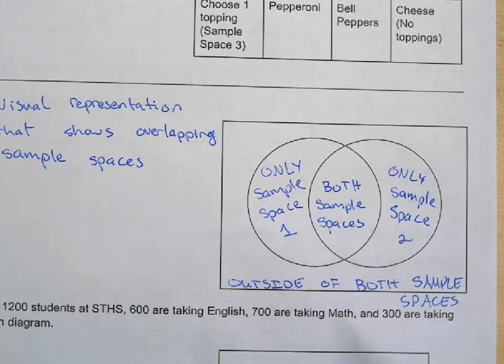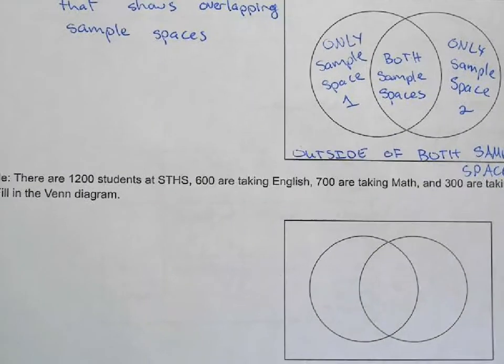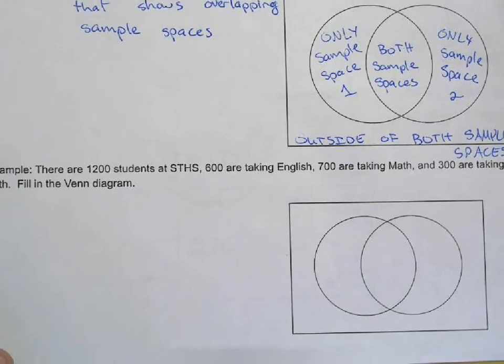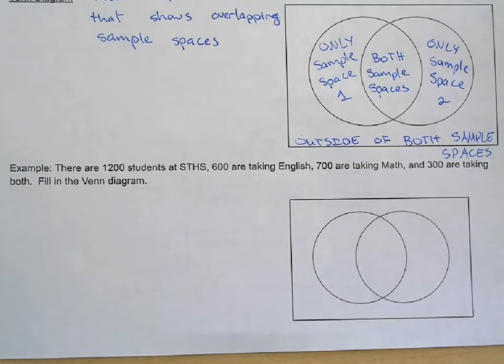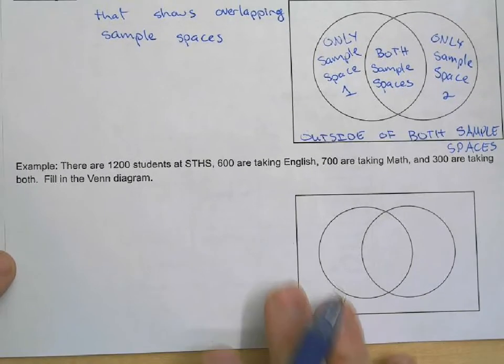So this is kind of the idea of how we're going to plug it in, but I think this will make a lot more sense if we do an example. So in this example, there are about 1,200 students at STHS, 600 are taking English, 700 are taking math, and 300 are taking both. So let's fill in the Venn diagram.